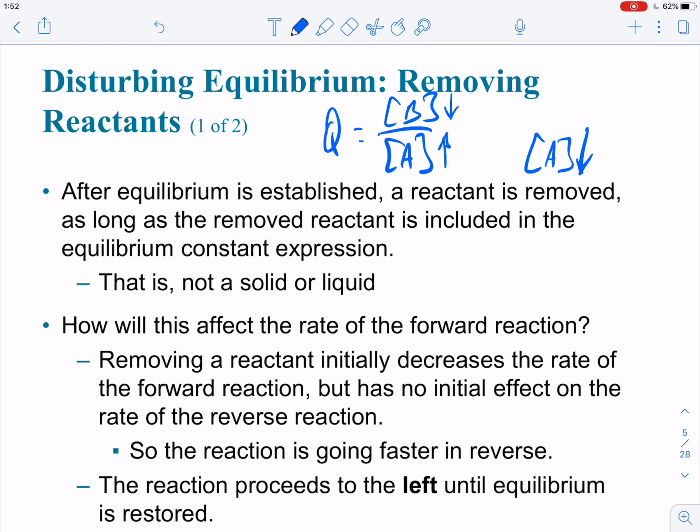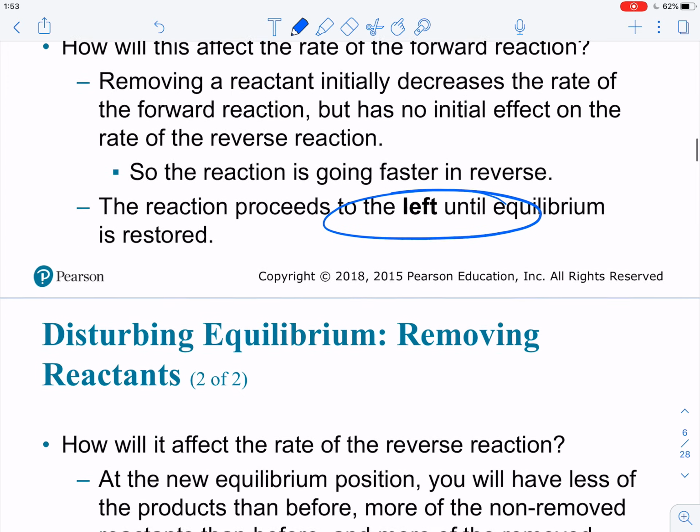It will favor the reactants, because the impact was to remove the reactant. To minimize the impact of that removal, you have to increase the concentration of the reactant. That's why the equilibrium will shift to the left, until the equilibrium is restored. That means you increase the concentration of the reactant a little bit, and decrease the concentration of the products a little bit.